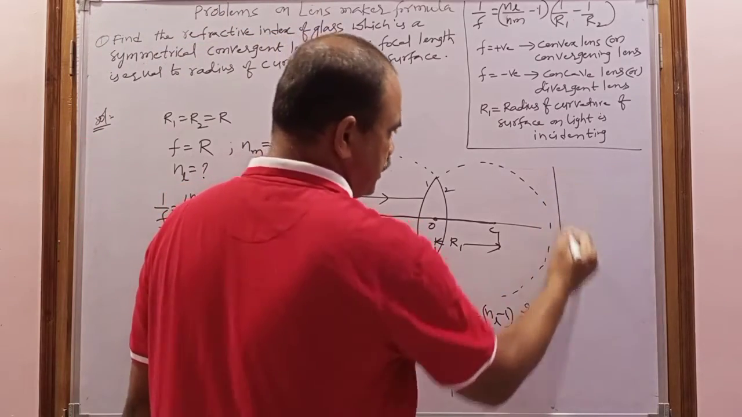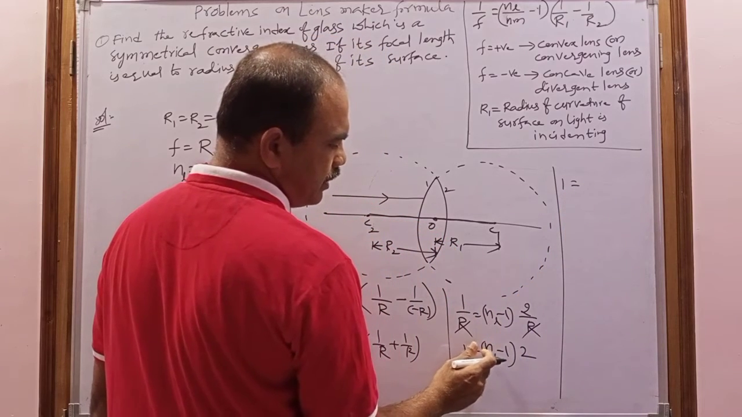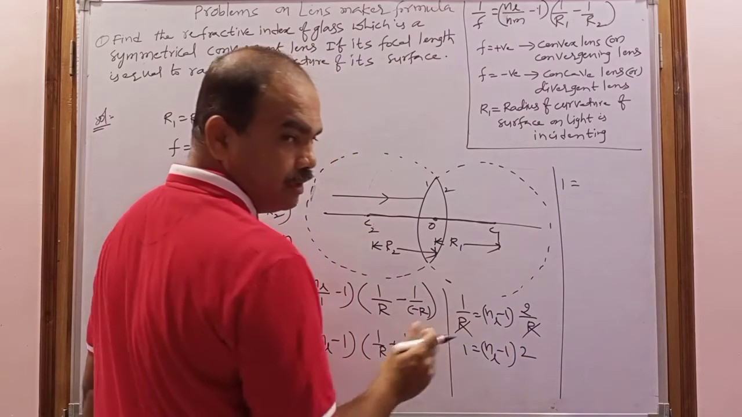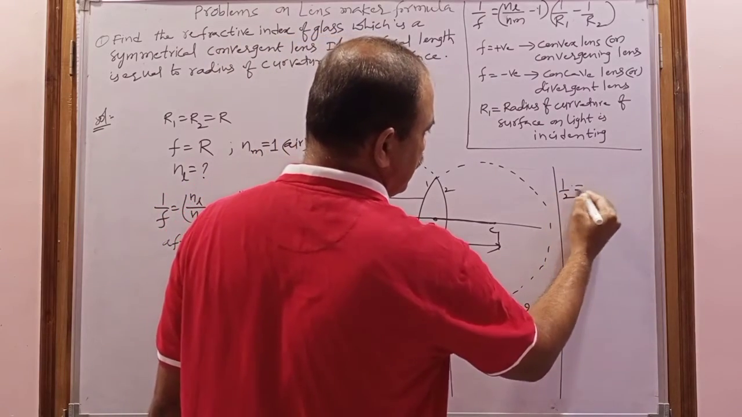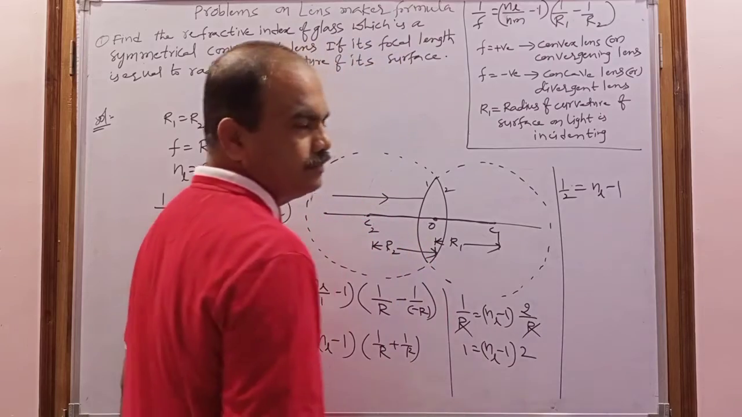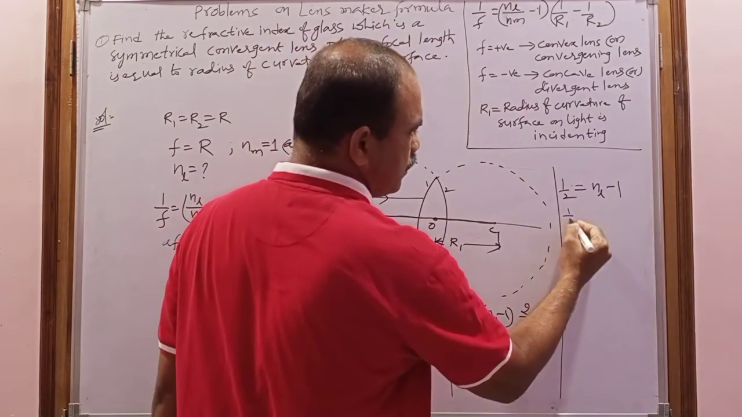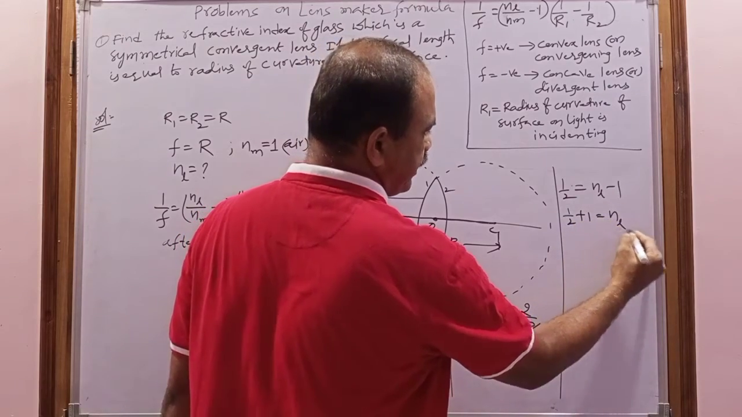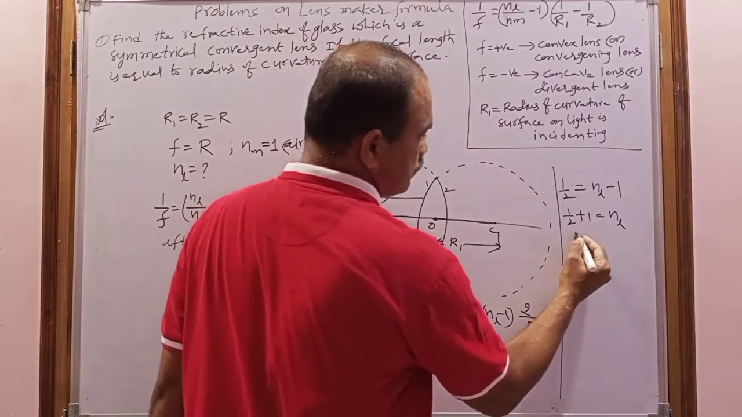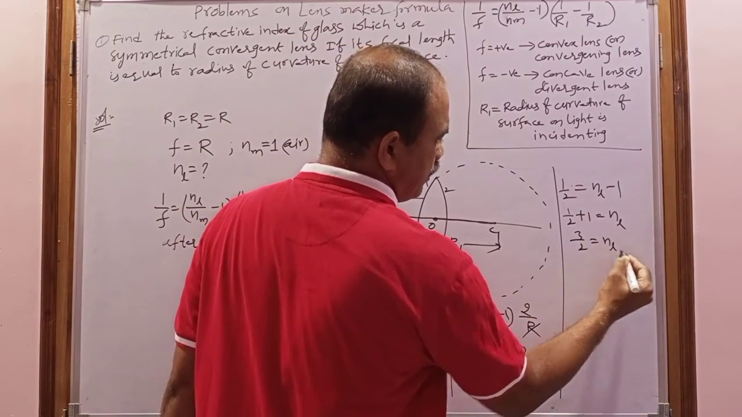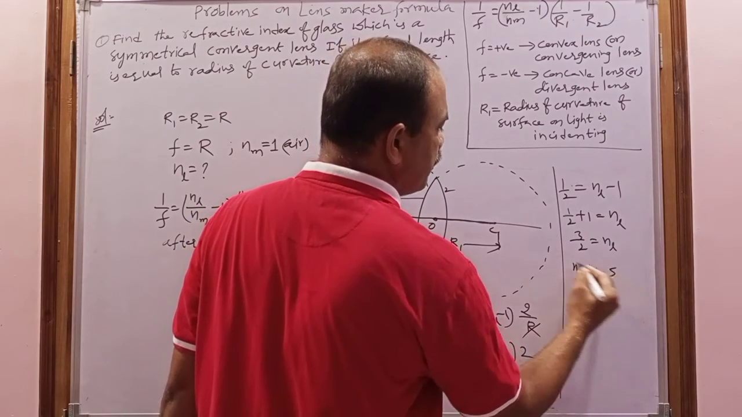Now simplify it. When I bring this 2 to the left side, 1 by 2 equals refractive index of the lens minus 1. Again when I bring this minus 1 to the left side, 1 by 2 plus 1 equals refractive index of lens. 1 by 2 plus 1 is 3 by 2. So the refractive index of lens is 1.5.